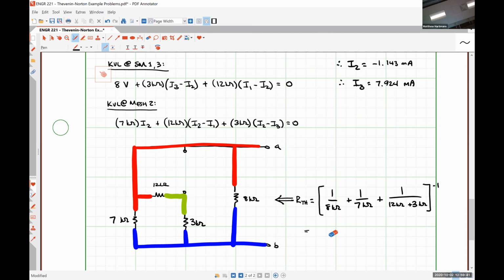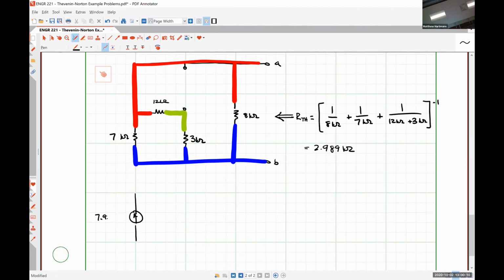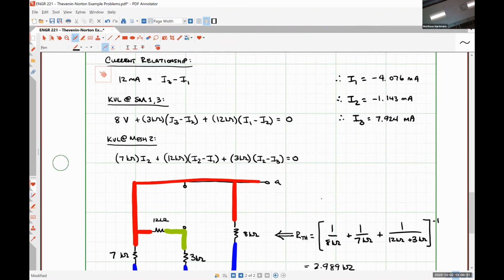Let's try this again. 1 over 8 plus 1 over 7 plus 1 over 15 to the -1 power is 2.989 kilo ohms. So as our equivalent circuit, we're going to have a 7.924 milliamp source in parallel with a 2.989 kilo ohm resistor.